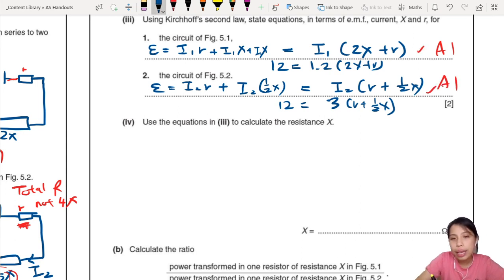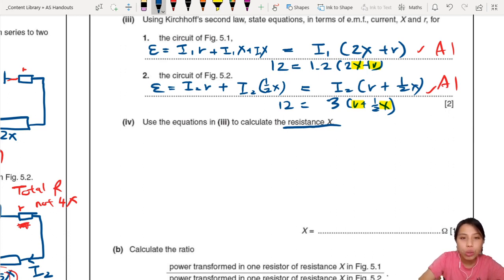Now comes the second part. Use your equation up there to calculate the resistance X. You see, in these equations you have a lot of unknowns. Here you have unknown X, unknown R. Two unknowns. Two equations means you have to do simultaneous equations. Here's how we can do that.